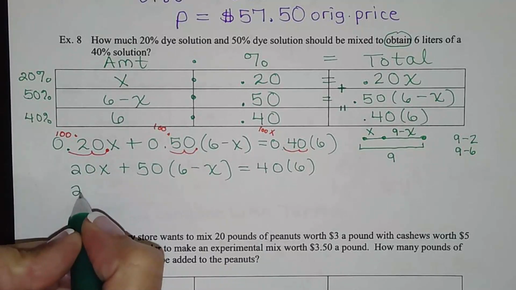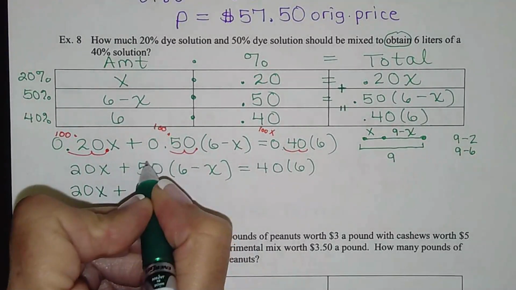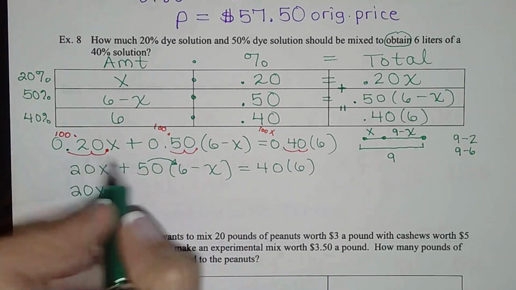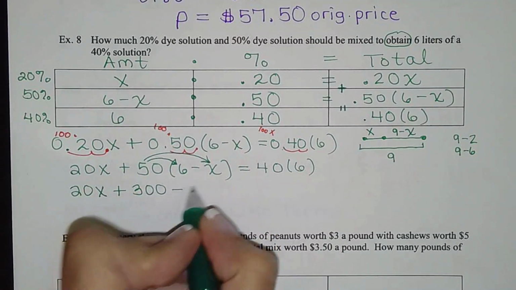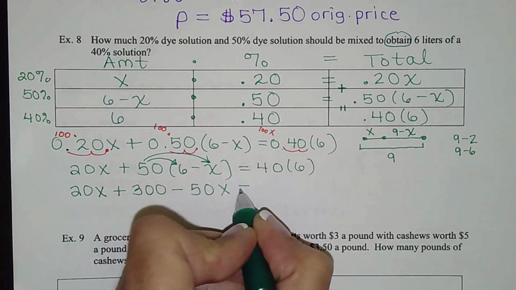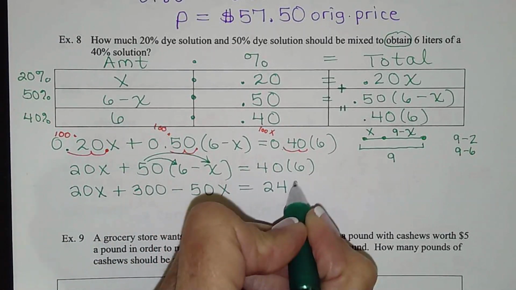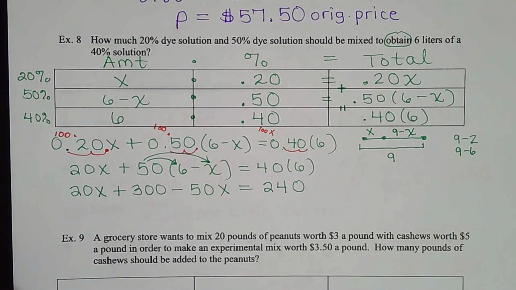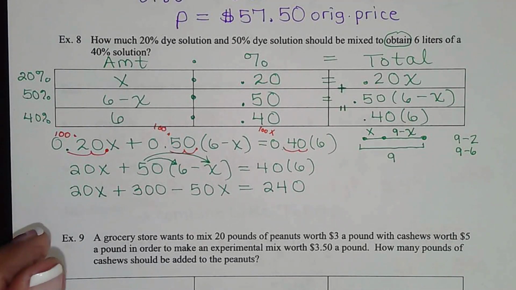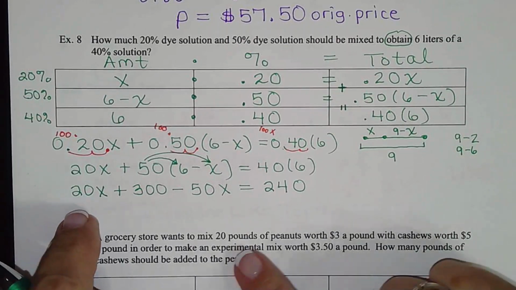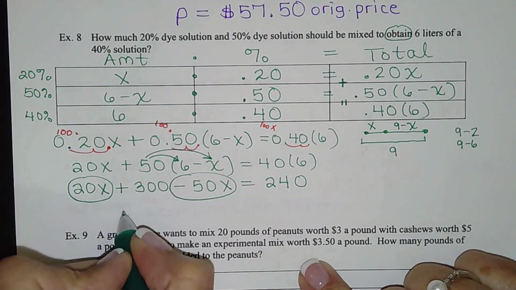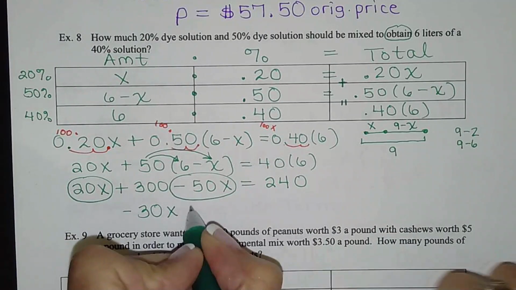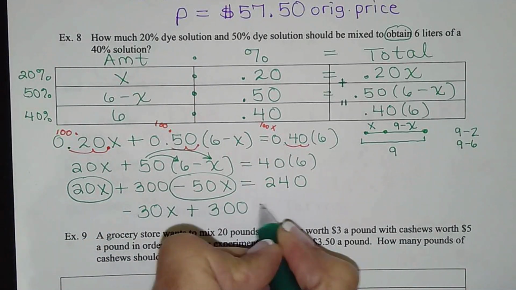So this will be 20x plus 5 times 6 is 30, and add a 0, that would be 300, minus 50x. 4 times 6 is 24, and add a 0. So there we have it. Pretty little equation. 2 steps after you combine like terms. So first we must do that. So 20x minus 50x is negative 30x plus 300 equals 240.